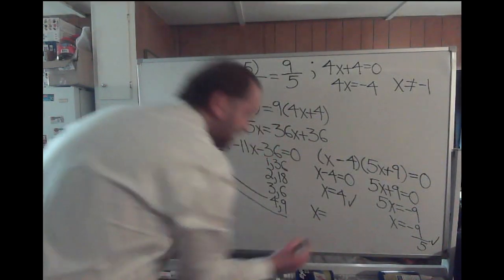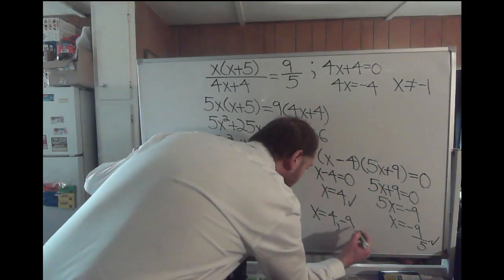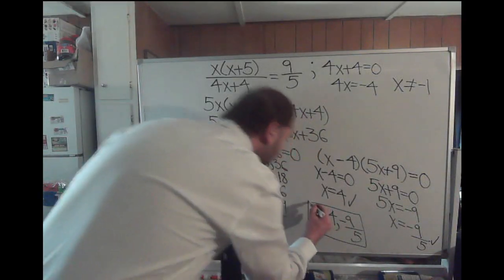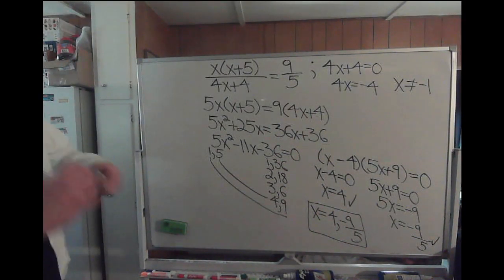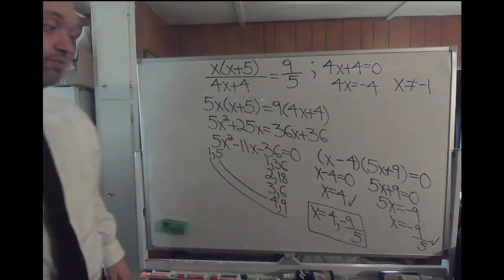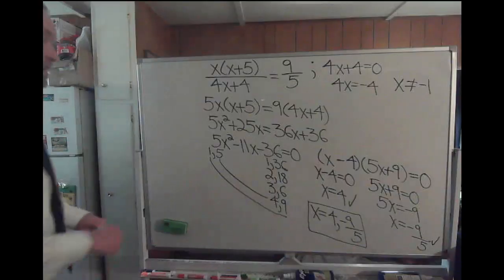So x in this case has two solutions. You would get 4 and then -9/5. And if you plug either one of these into the original proportion, you would see that both ratios would be in proportion to each other. So x equals both 4 and -9/5.